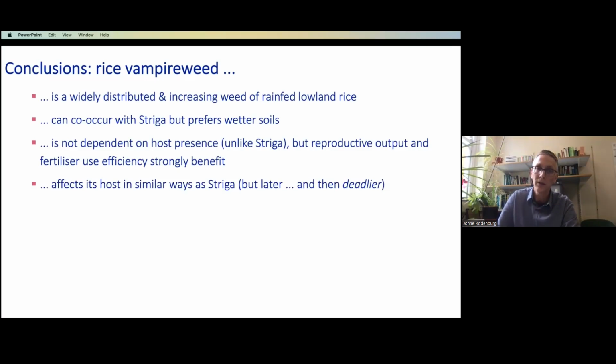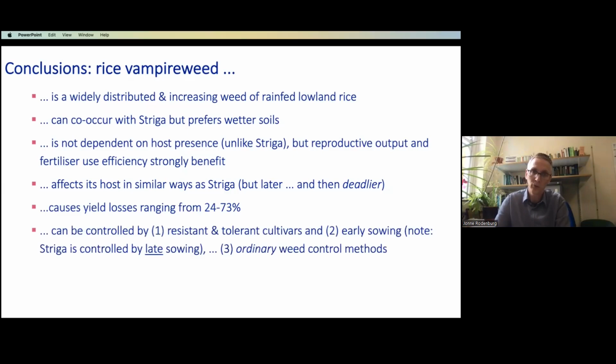It affects the host in a similar way as Striga, but quite a bit later, so there is quite a delay. And this is difficult to prove, but my observation is that it is also deadlier. On the plant level, Rhamphicarpa has an even worse effect than Striga. The yield losses range from 24 to 73%. But fortunately, we have also identified a number of control options.